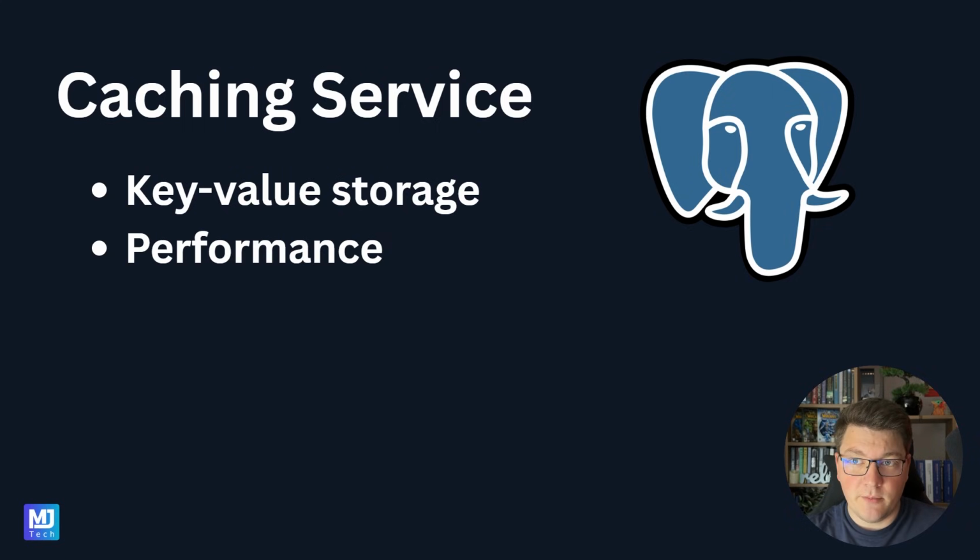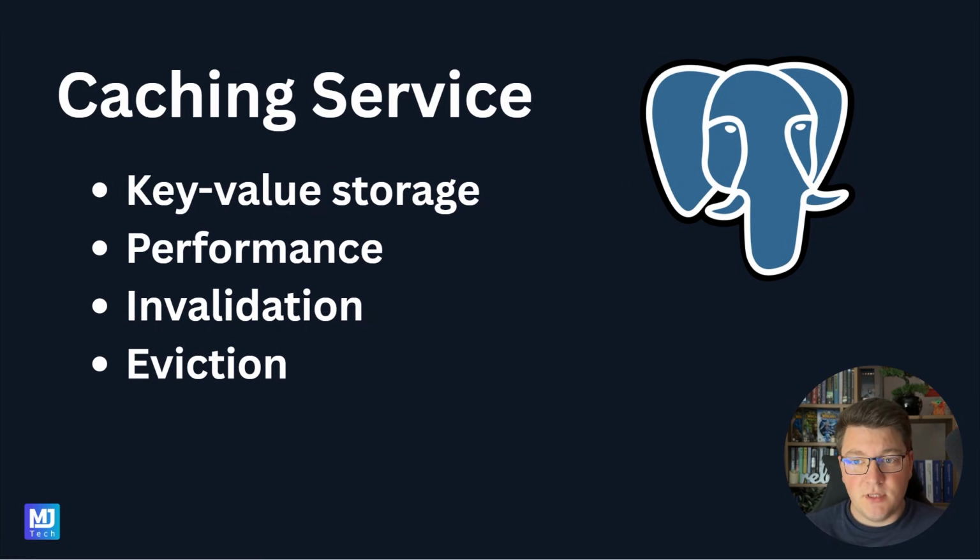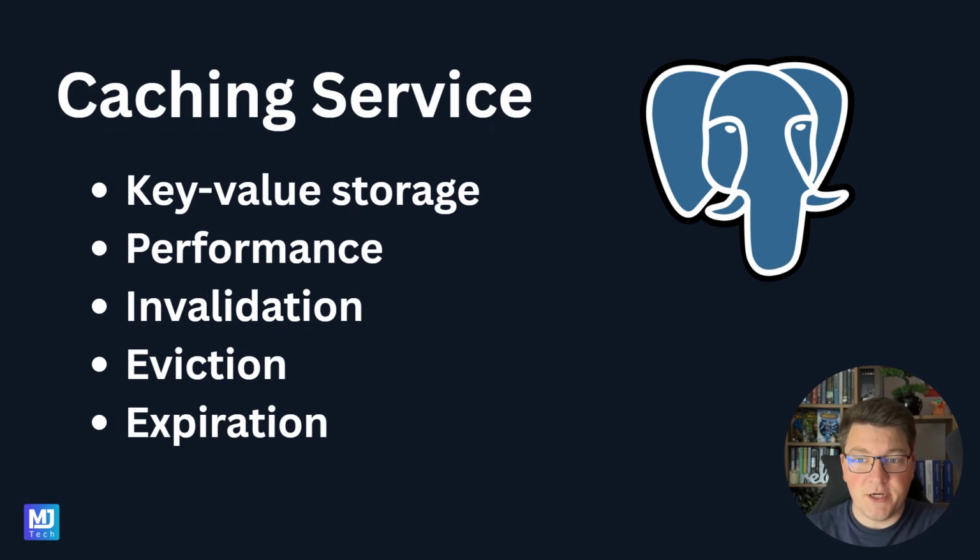The second thing we care about with a cache service is performance, and you'll see how Postgres delivers on this later when I show you some benchmarks. Then we need to be able to support cache invalidation by either writing to the same key, which we can do, or removing a specific entry, which we can do using a simple delete statement. We will also want eviction. This is removing less frequently used cache entries when the cache is full. And lastly, we need support for cache expiration.